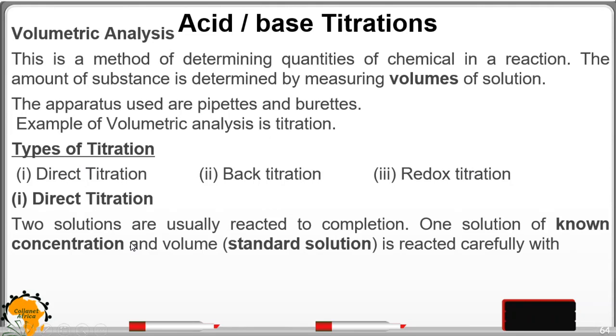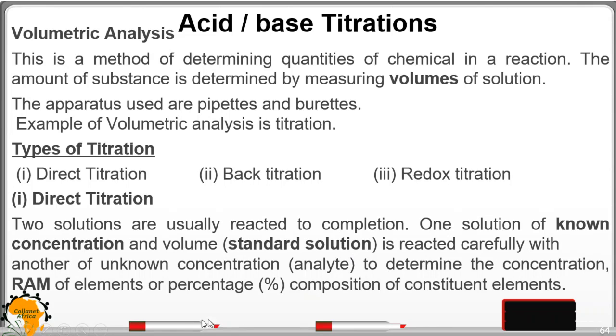In direct titration, two solutions are usually reacted to completion. One solution of known concentration and volume, referred to as the standard solution, is reacted carefully with another of unknown concentration, referred to as the analyte, to determine its concentration, or the RAM of the element, or the percentage composition of the constituent element of that analyte.